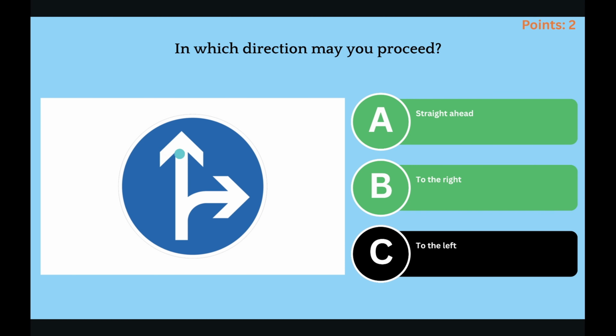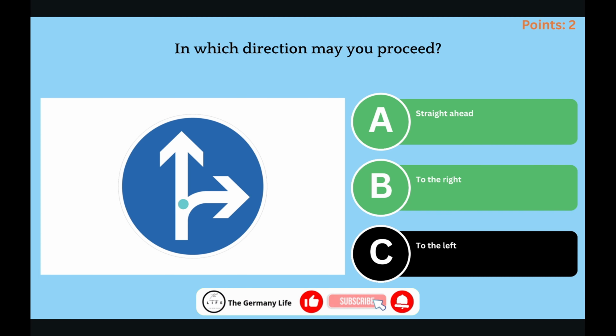Take a look. The arrow tells us we can go straight ahead, and also we can go to the right, but we are not allowed to turn left. Therefore, when you see this traffic sign, especially in exam, the examiner may ask you to turn left. Tell him no, you are only allowed to go straight ahead or to turn right. Left turn is not allowed when you see this traffic sign.